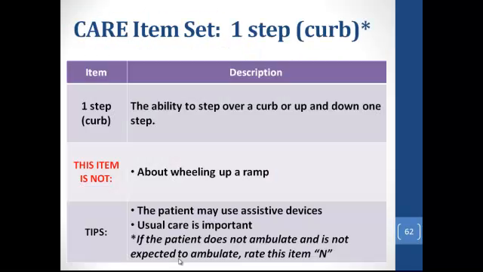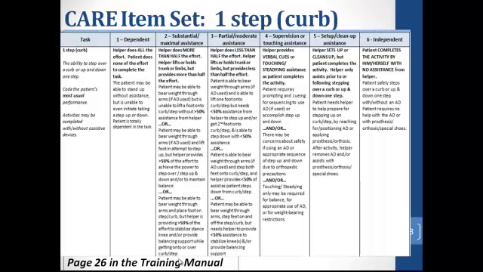The next item is one step or curb, and it is defined as the ability to step over a curb or up and down one step. This item is not about wheeling up a ramp, and the patient can use whatever assistive devices he or she wishes. However, if the patient does not ambulate and is not expected to ambulate, rate this item as N. But if the patient does not ambulate at evaluation, but it is a goal, this item would be rated as dependent. The rating guide is on page 26 in your manual.